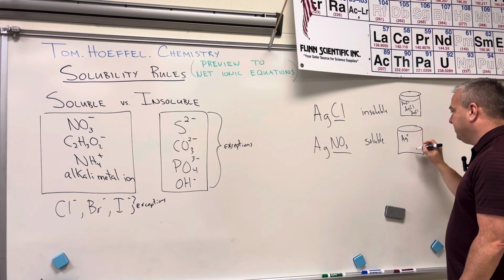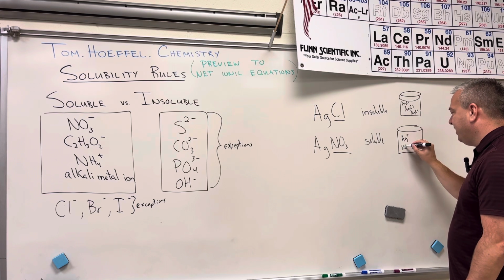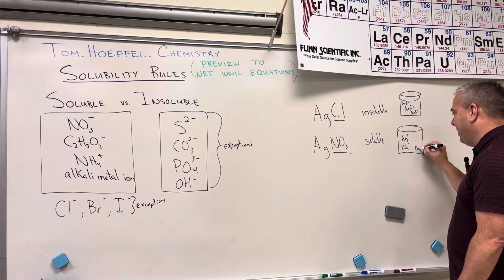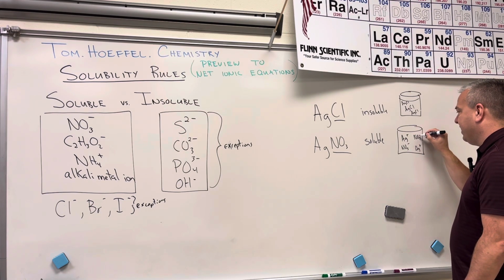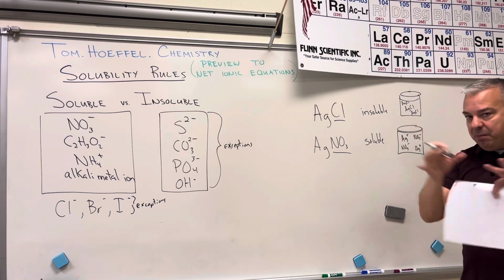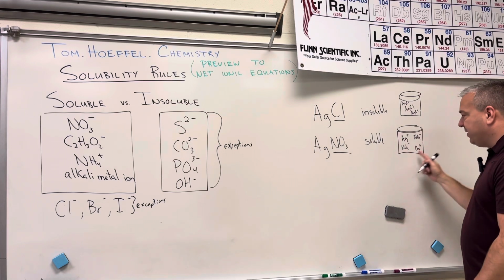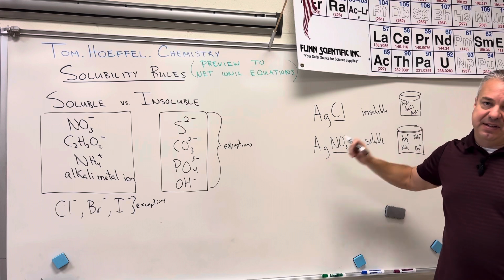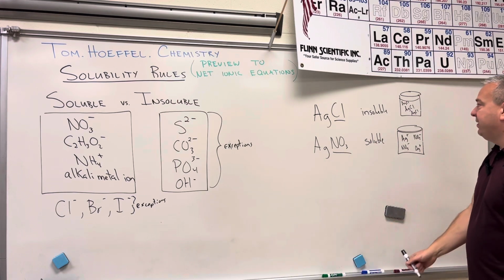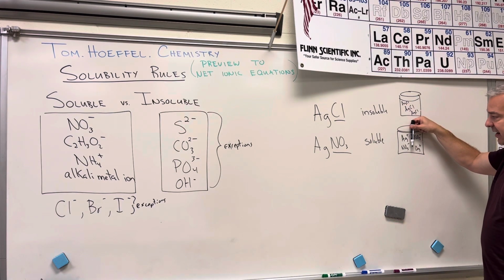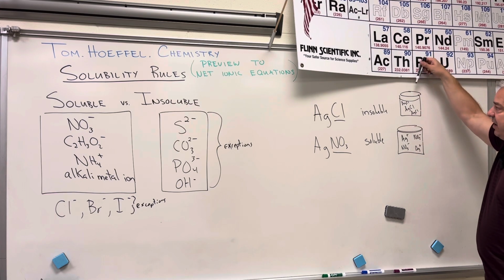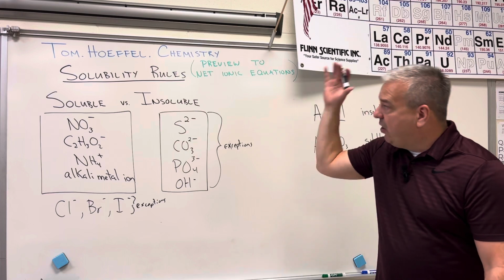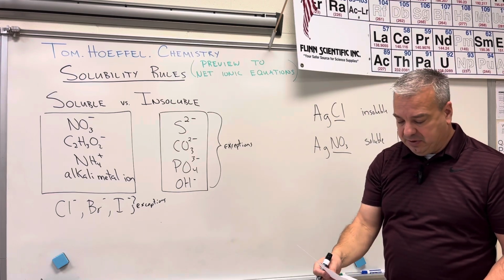So you're going to have some silver ions, and then you're going to have a nitrate ion, and then you're going to have a silver ion, and then you're going to have a nitrate ion. And they're just all mixed up, okay? So we got a whole bunch of mobile ions when these ionic compounds actually dissolve in water, okay? Conductivity meter here, it does conduct electricity. Conductivity meter here, it would not conduct electricity according to our solubility rules.